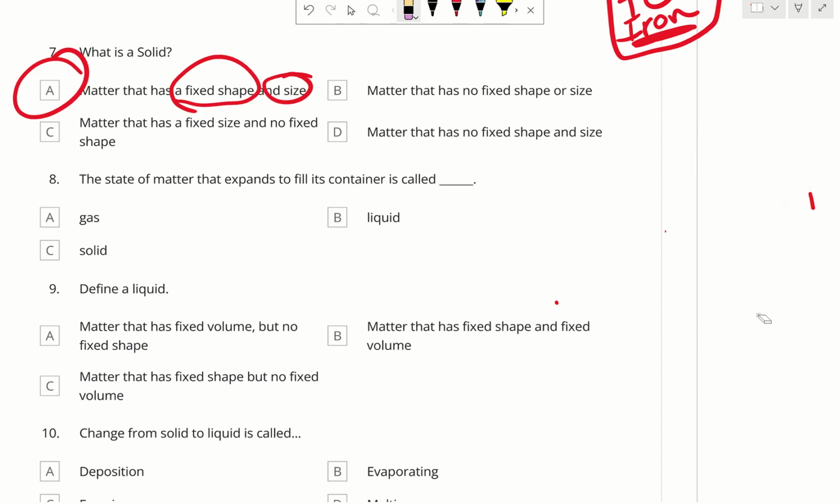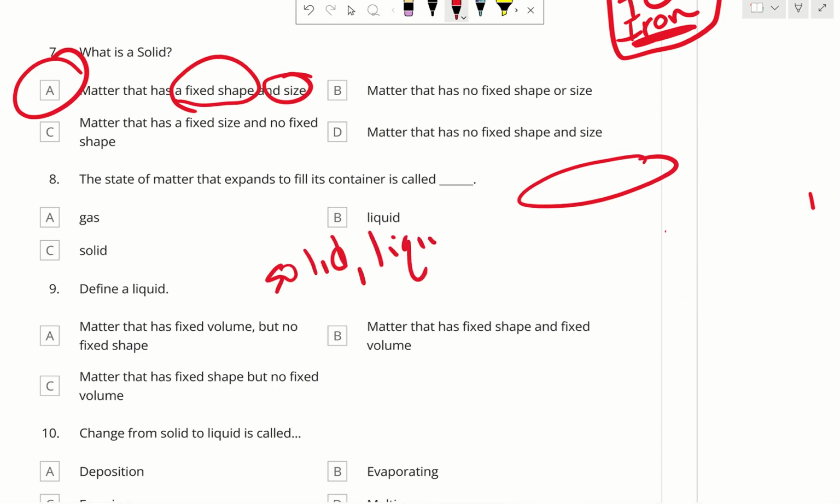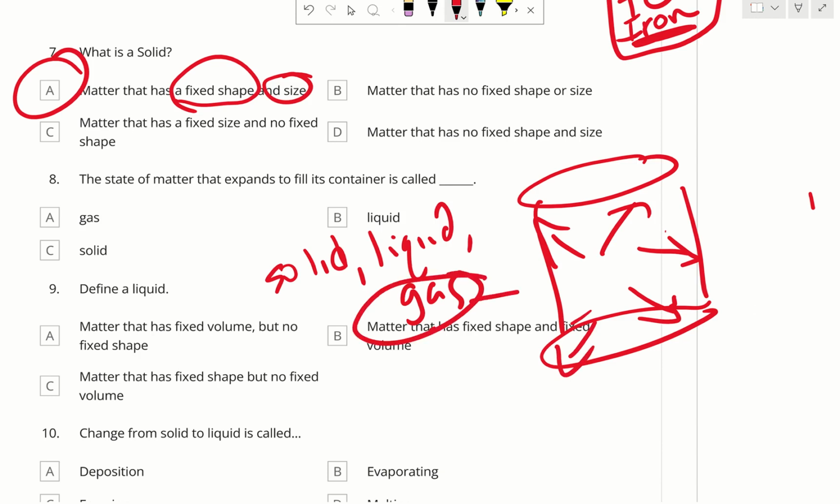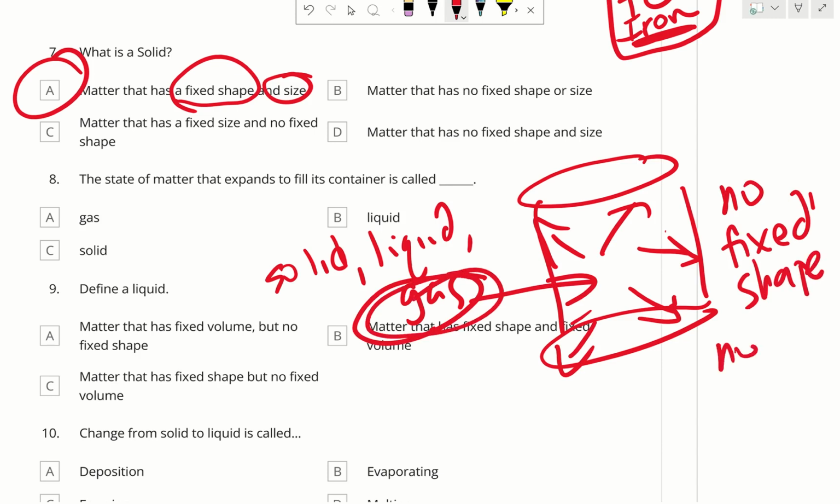Number 8. So what expands to fill its container? So the solid, liquid, gas. Which one of these, if I put into a container, is going to expand and spread out? The only one that is gas, because gas has no fixed shape, right? There's no shape. It's not fixed, and it has no fixed volume. It will spread to fill the container.